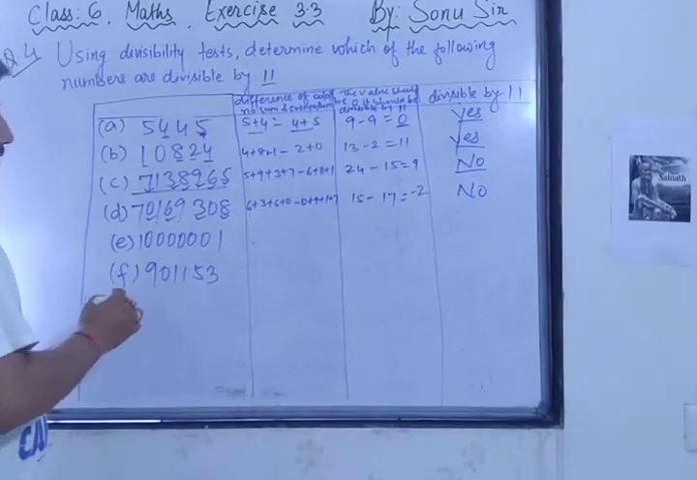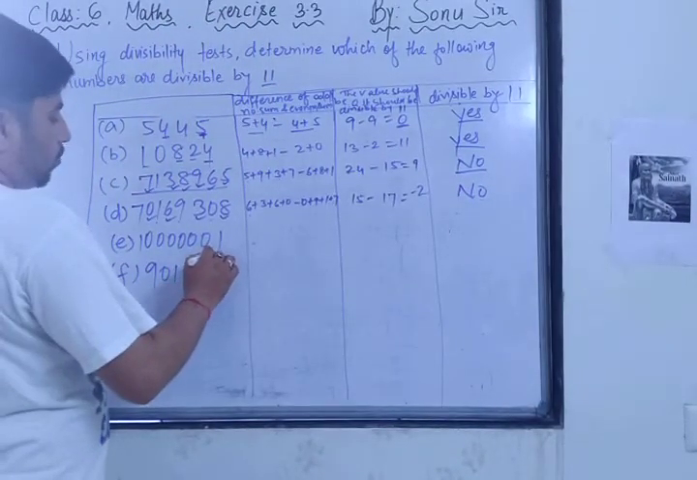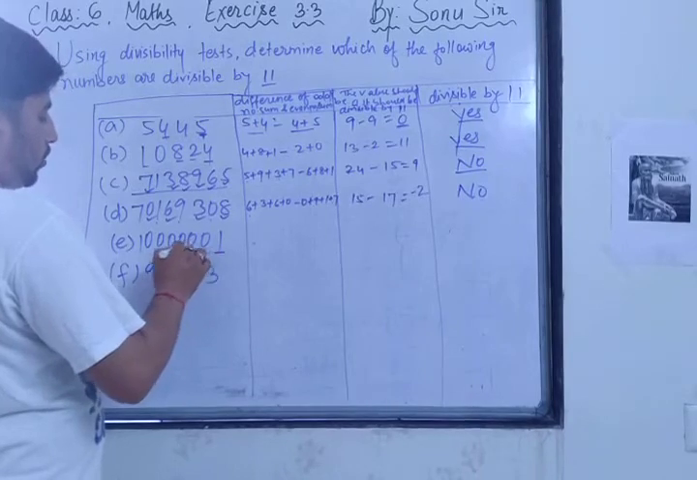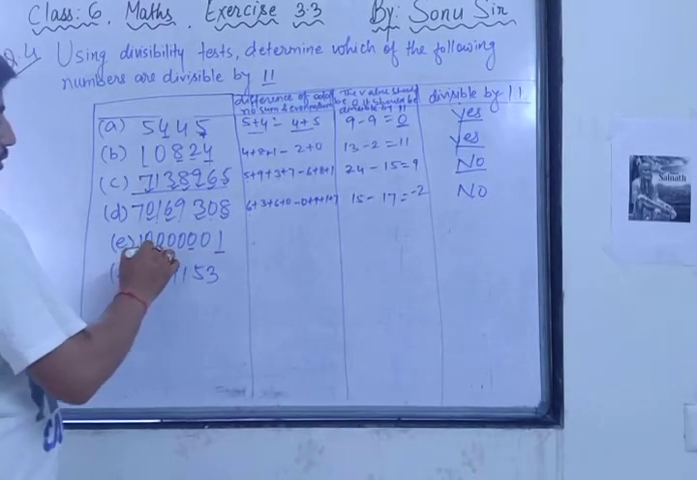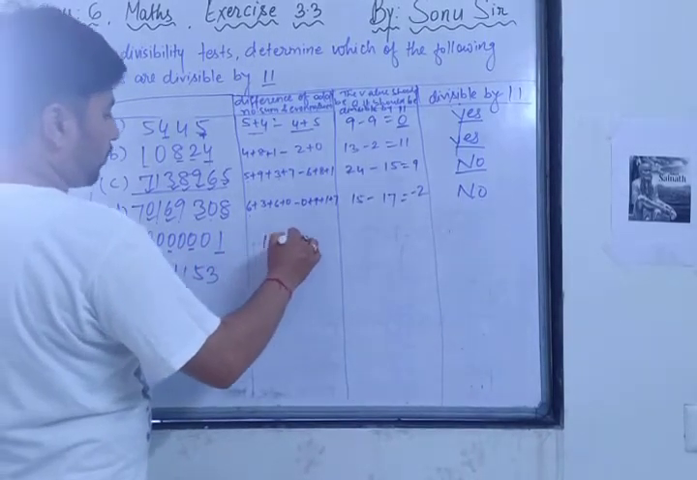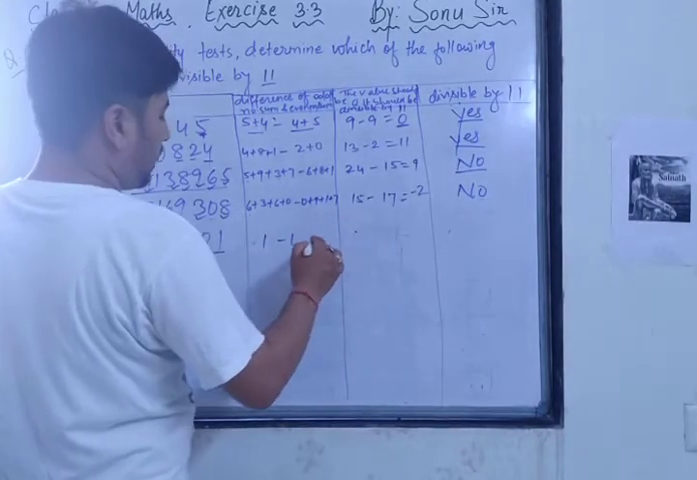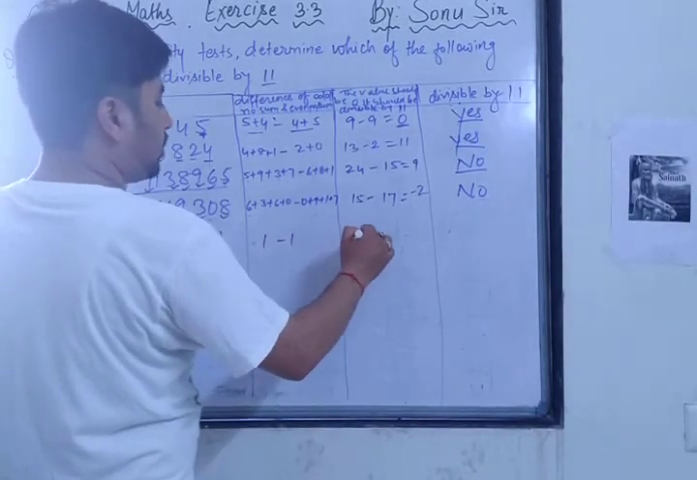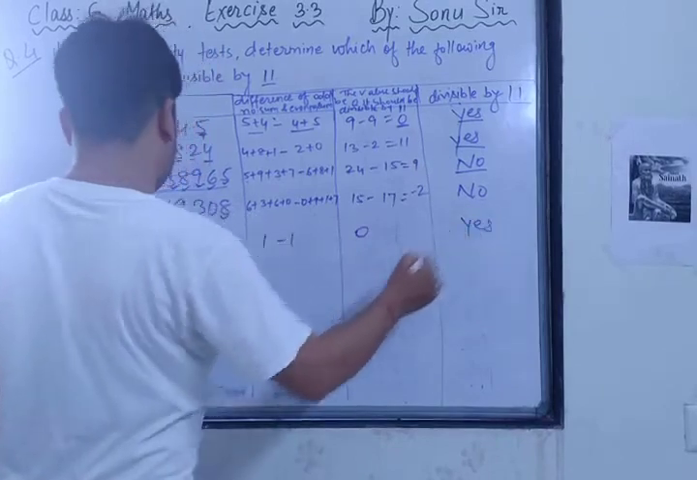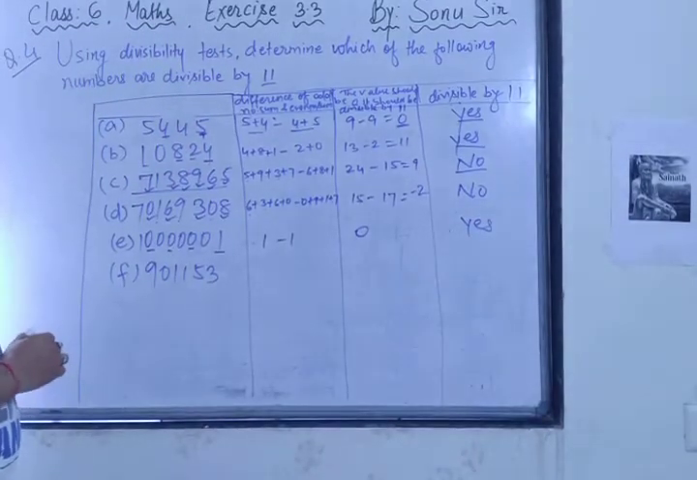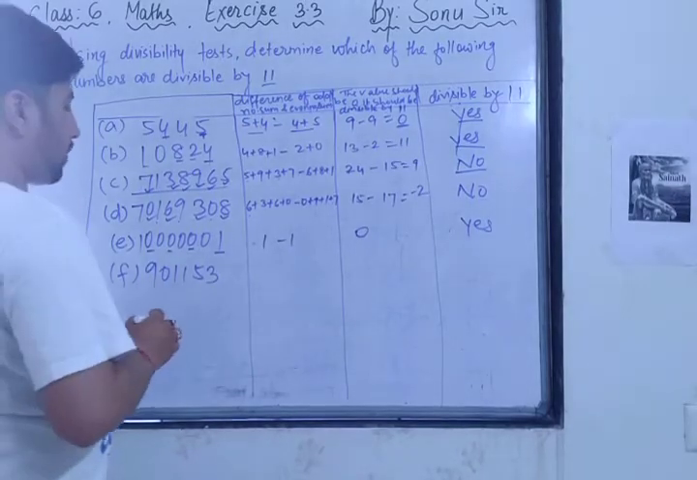What about this number? Here you can see 1, 0, 0, 0. So 1 minus 1 is equal to 0. Right? So 0 is divisible by 11. So yes, it is divisible by 11. Got it? So this number will be divisible by 11.